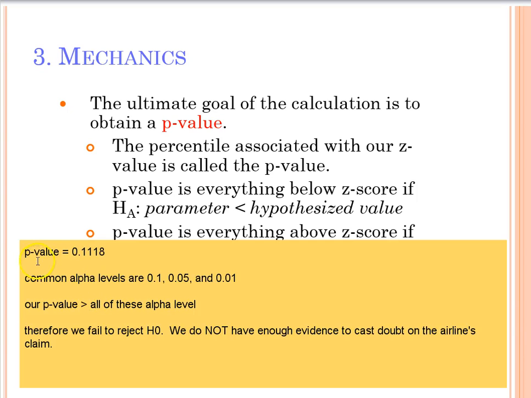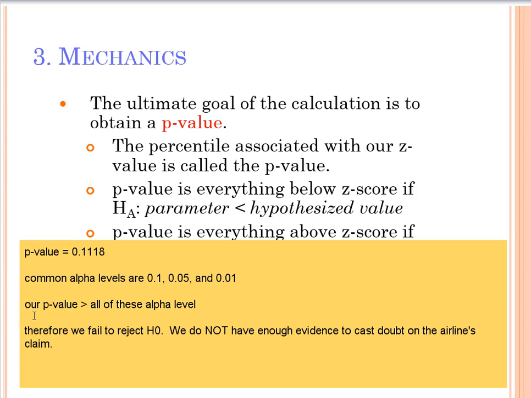So the p-value that we calculated is 0.1118. And this is actually a pretty large p-value. We want to compare this to an alpha level, and the problem didn't actually give us an alpha level to compare it to. We're supposed to determine that beforehand, so most problems will give you some alpha level. But you can see that the most commonly used alpha levels are all smaller than our p-value.